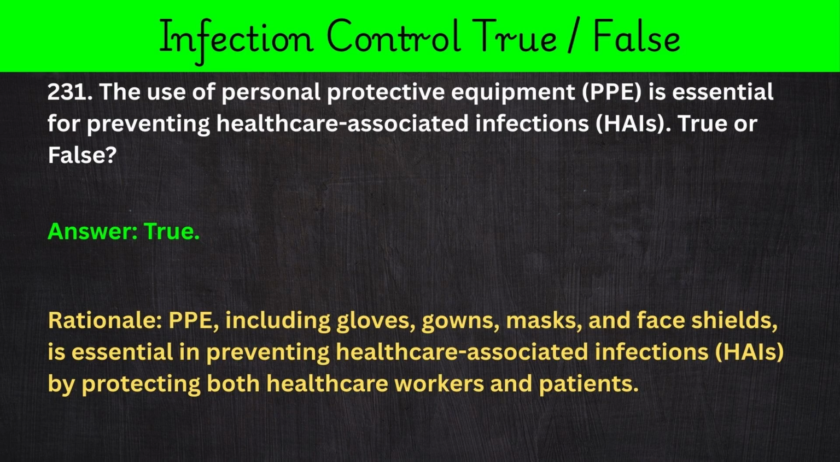231. The use of personal protective equipment, PPE, is essential for preventing healthcare-associated infections, HAIs. True or false? Answer: true. Rationale: PPE, including gloves, gowns, masks, and face shields, is essential in preventing healthcare-associated infections, HAIs, by protecting both healthcare workers and patients.